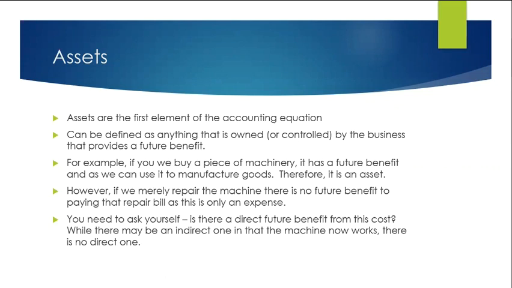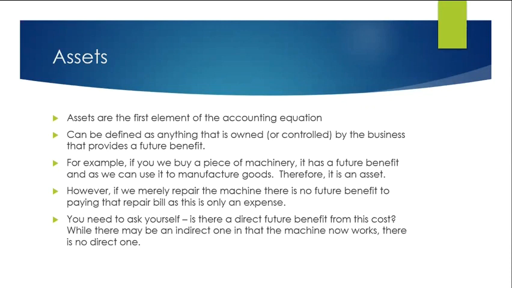But if we look at an actual example, for example, you buy a piece of machinery, it has a future benefit as we can use it to manufacture goods. Therefore, it is an asset to the business. However, if we merely repair the machine, there is no future benefit in that. It's just to pay the repair bills, so it's only an expense.